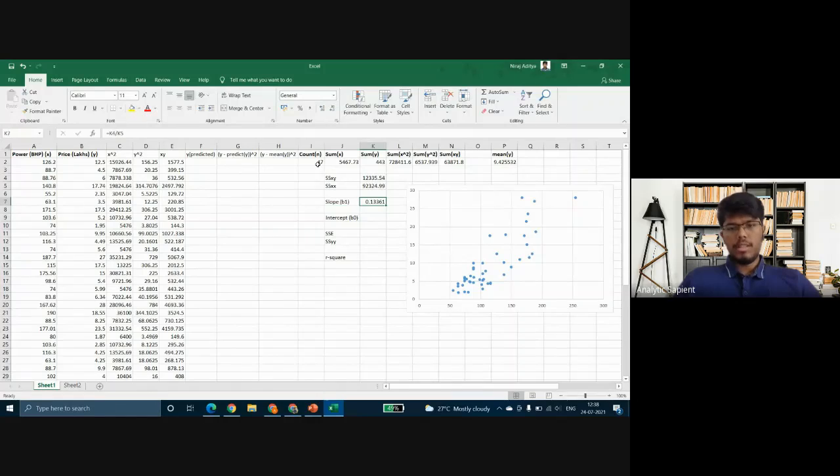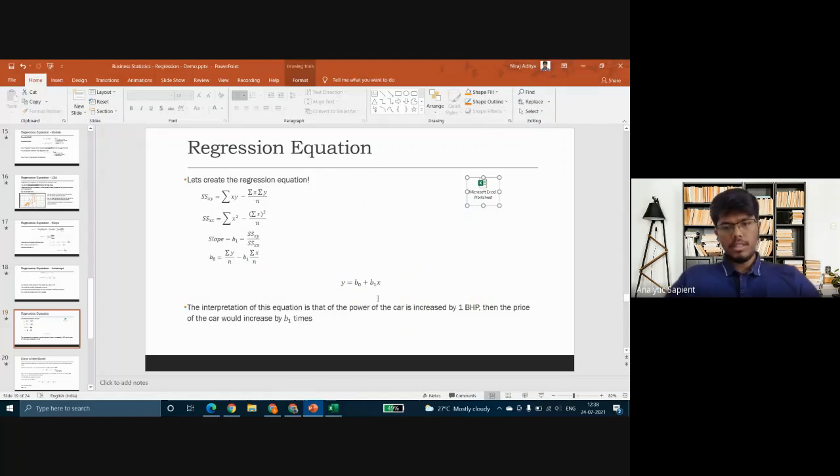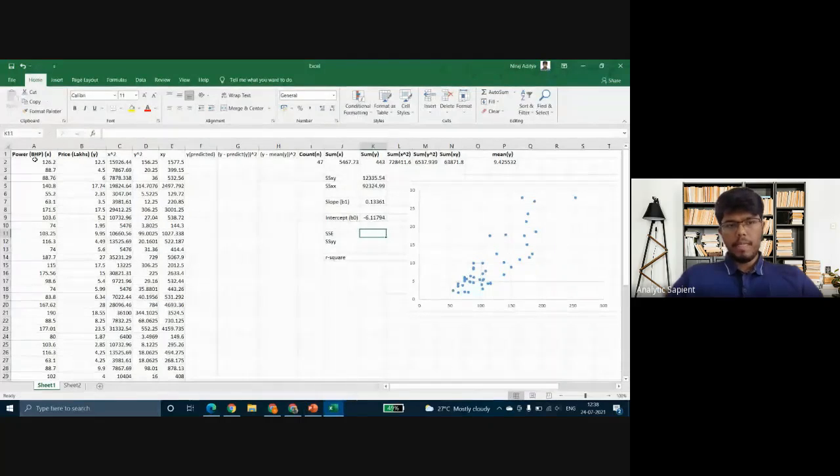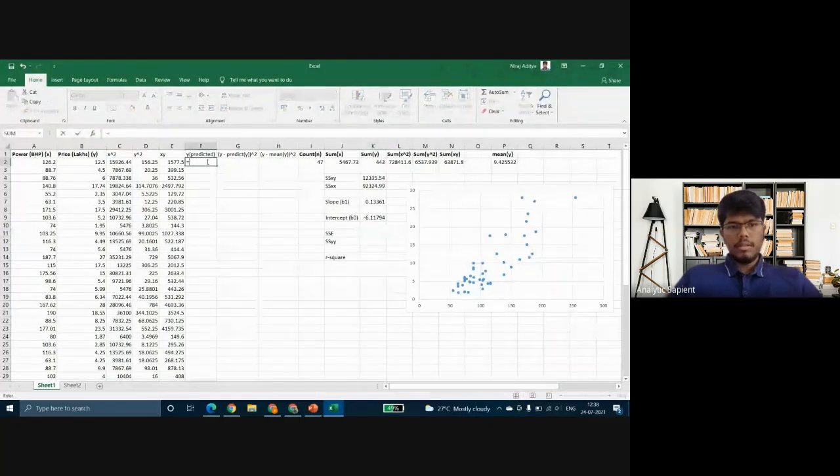It is 0.133. Let's find out the intercept. It is what? Average, right? So let's see. Sum of this is also average. This one into this, and this is the intercept, minus 6.11. So let's just write it here. B0 is minus 6.11 and B1 is 0.133. So this is the equation to predict the used car price based on power. So let's just see what the y predicted is.